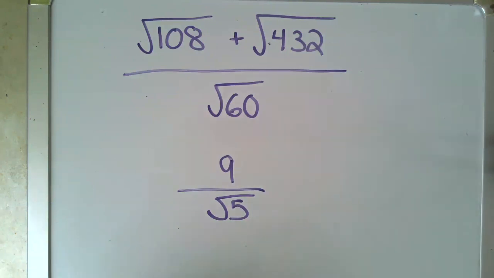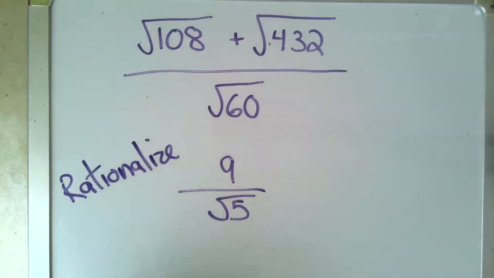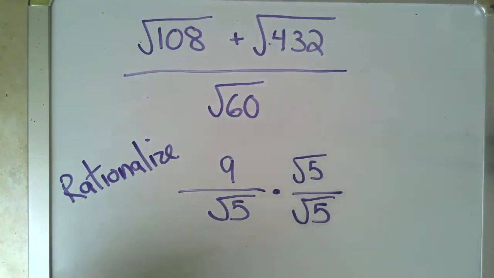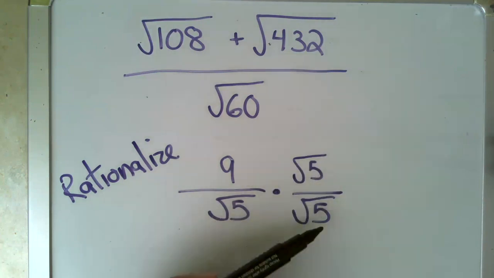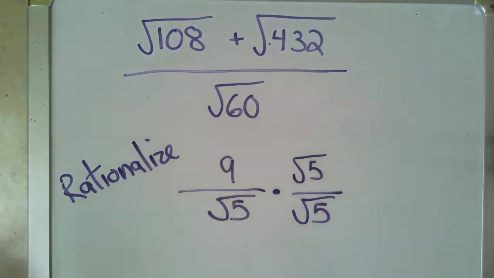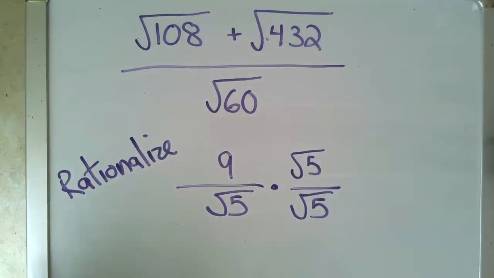And whatever you do to the bottom of the fraction, you have to do to the top of the fraction. So this step, by the way, is called to rationalize. So we're going to rationalize the bottom of the fraction by multiplying top and bottom by that simplified bottom of the fraction. So that looks like this. Okay. And again, the reason this works, root 5 over root 5, that's 1. A cow over a cow is 1. Anything over itself is 1.